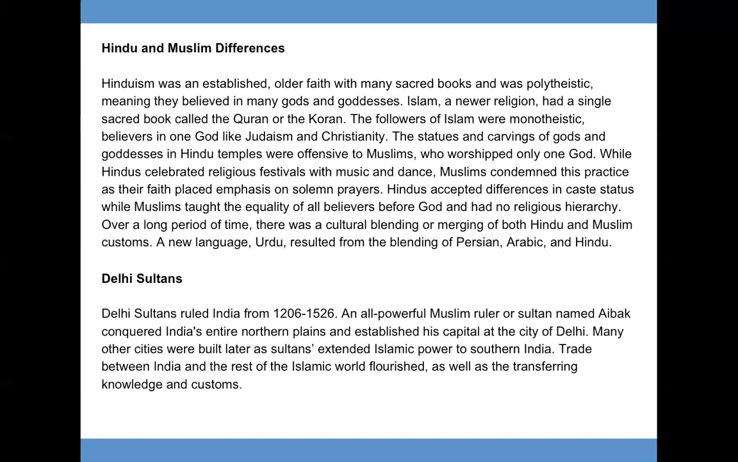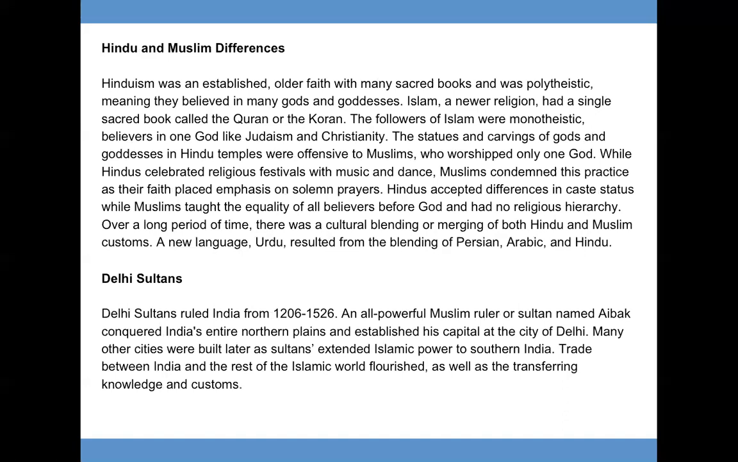While Hindus celebrated religious festivals with music and dance, Muslims condemned this practice as their faith placed emphasis on solemn prayer. Hindus accepted differences in caste statuses, while Muslims taught the equality of all believers before God and had no religious hierarchy. Over a long period of time, there was a cultural blending or merging of both Hindu and Muslim customs. A new language, Urdu, resulted from the blending of Persian, Arabic, and Hindu.